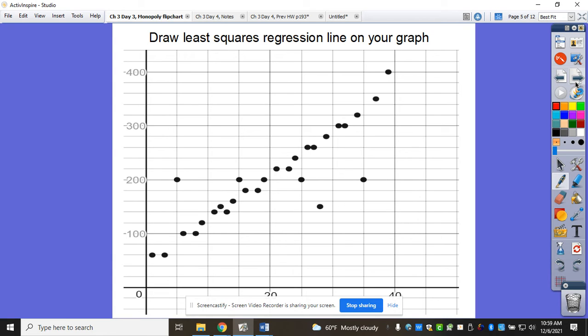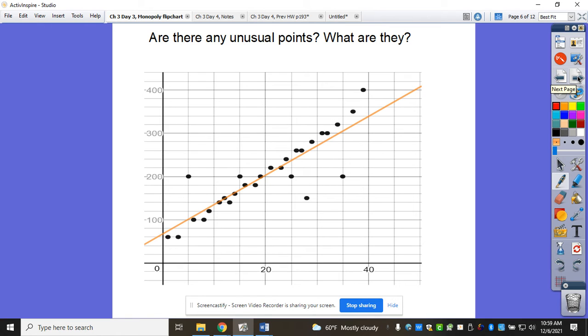So there's what your graph generally should look like. I don't have my axis labels on there. And then your line should look somewhere about like that. This one was not on your paper, but do you see any unusual points? Do you see any outliers? Possible outliers? How many possible outliers do you see? Four. Definitely here, and here, and maybe that one.